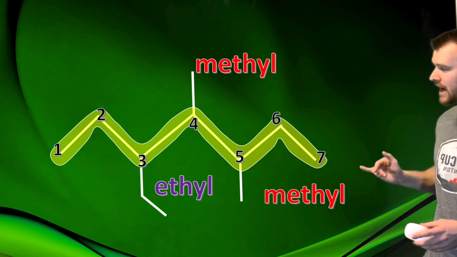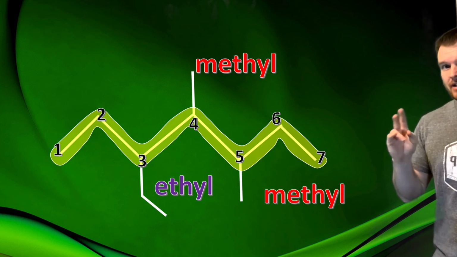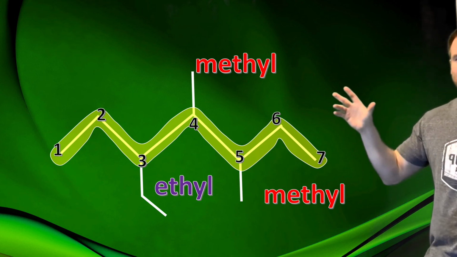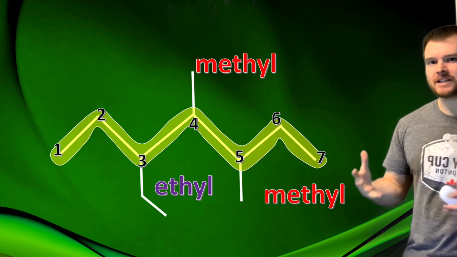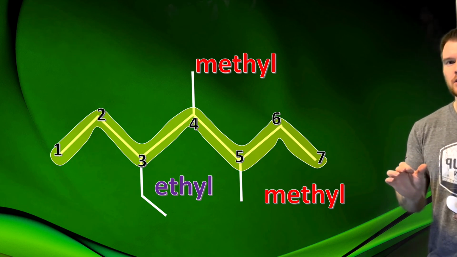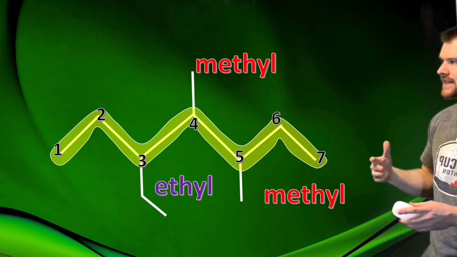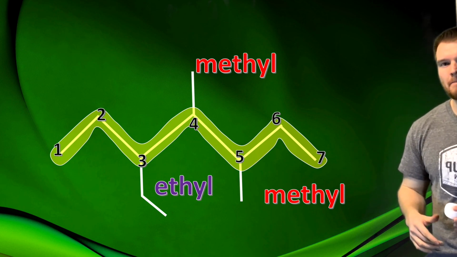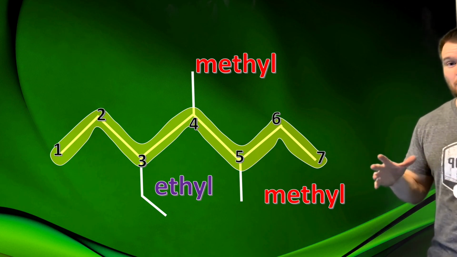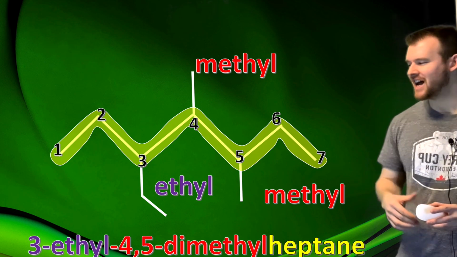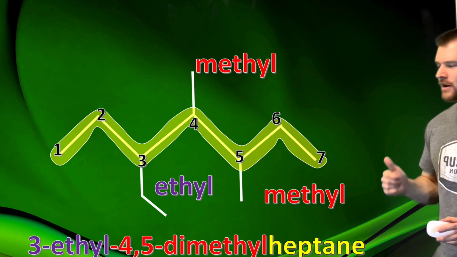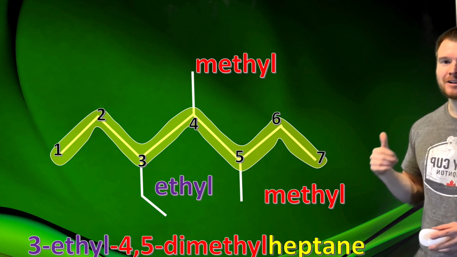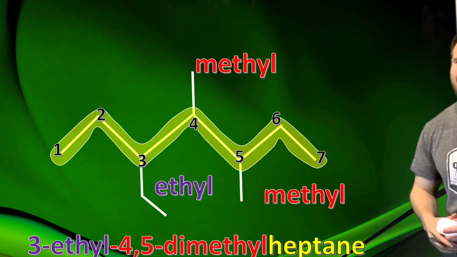So now I have 3-ethyl, 4, 5 is the 2 methyls. Now remember from the steps, it said if you have 2 of the same group, you need to put a prefix including how many there are. So in this case, I have a 4, 5 dimethyl because there's 2 methyls. So I know that's a lot of information. Let's bring it all into a name. I have 3-ethyl, 4, 5 dimethyl heptane is how we name that chemical.